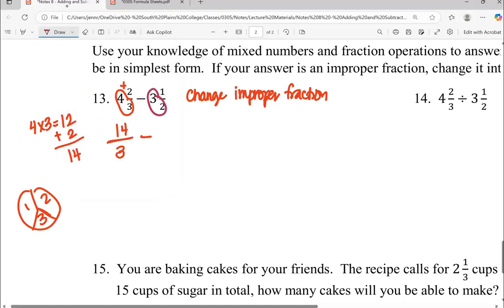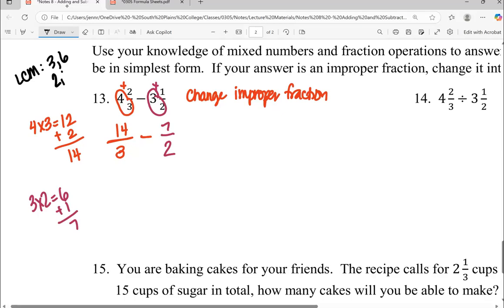3 times 2 parts. 3 wholes, 2 parts each. Multiply those together. Add in your extra. I have 7 halves. Now remember, if I'm adding or subtracting, I have to have a common denominator. So my least common multiple says my groups of 3: 3, 6. Groups of 2: 2, 4, 6. So my common denominator for both of these is 6.